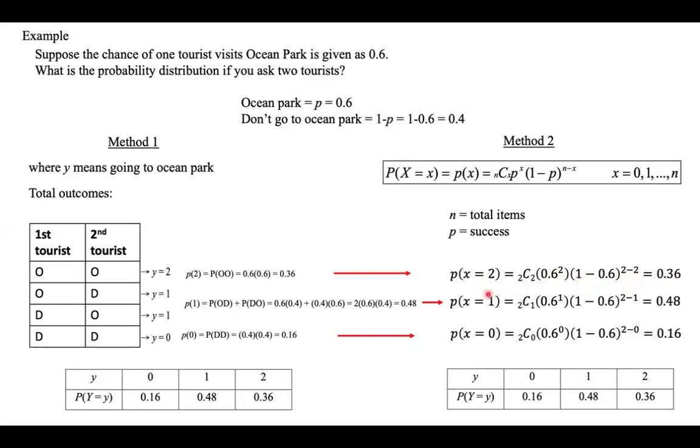You do the same thing for x equals 1 and x equals 0. Then you get these values. I use x in here because the equation says x, but you should put y in here because we defined the y as us going to Ocean Park in the first method.